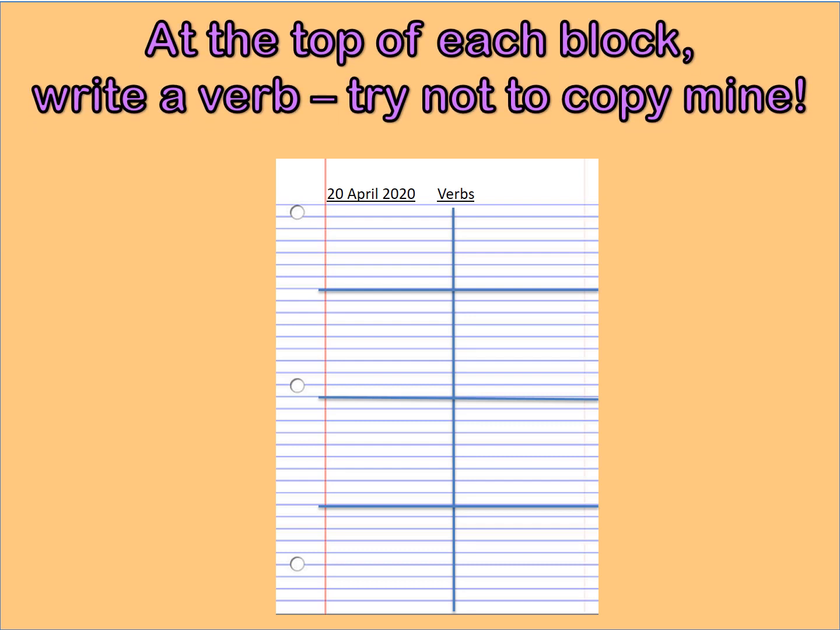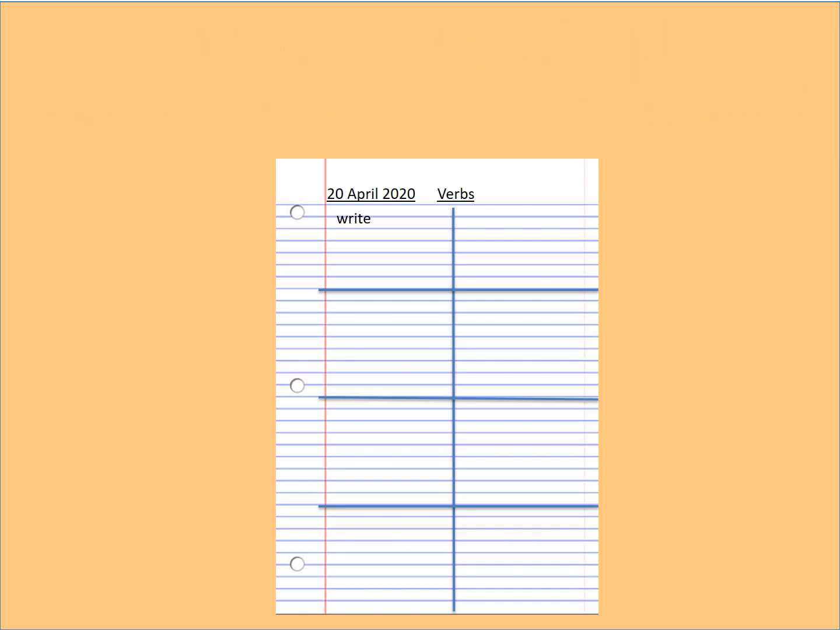At the top of each block, write a verb. Try not to copy my one. Remember, I'm going through this quite quickly, but you must do it at your own pace. The verb I have chosen there is write. You will then do them again in each of the blocks. Remember, try not to copy my verbs.